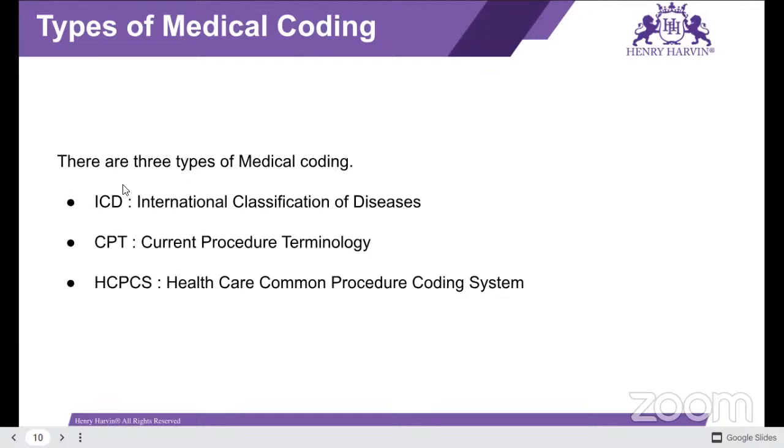ICD is the very first book you will be studying. The full form is International Classification of Diseases. CPT stands for Current Procedural Terminology. You can call it HCPCS in short, which stands for Healthcare Common Procedure Coding System. So these are the 3 different types of coding and the 3 different types of books.